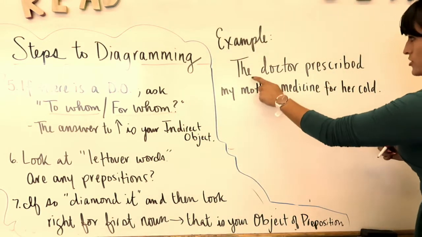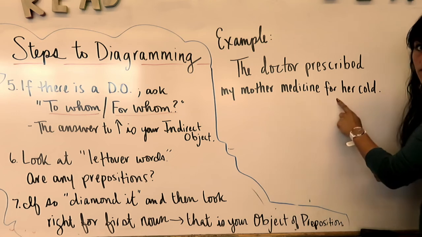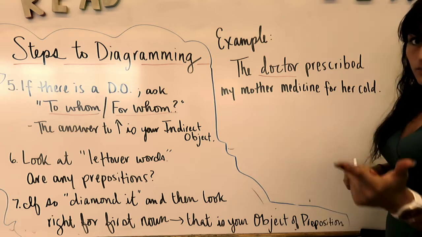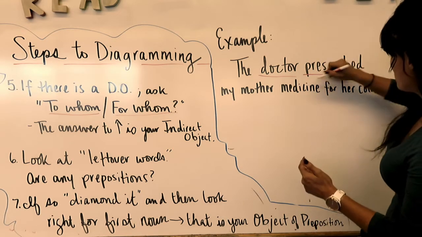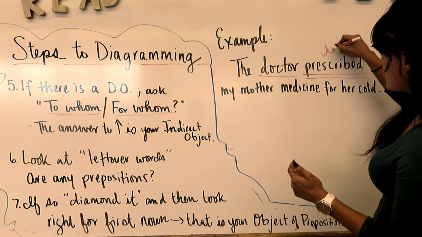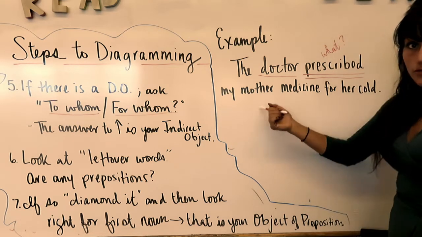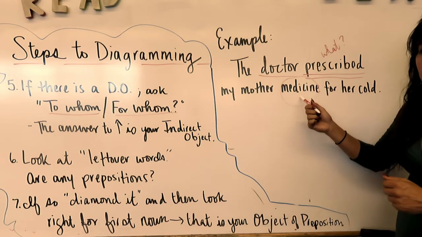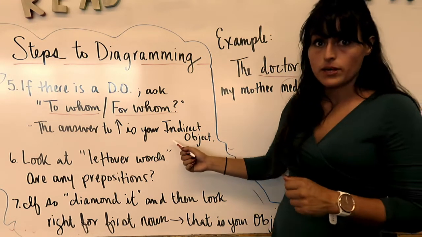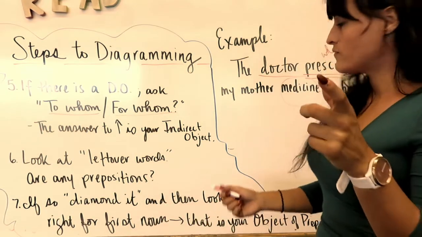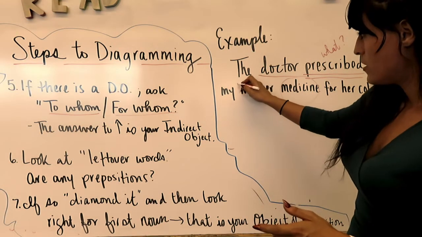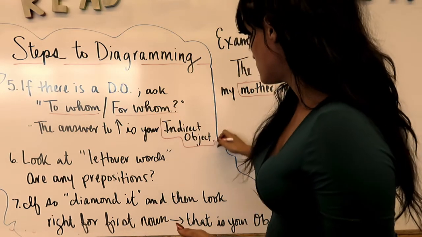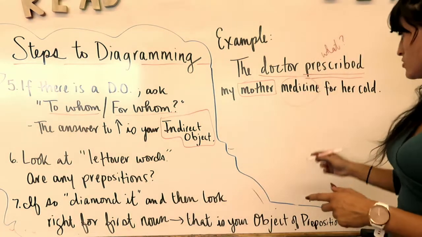The doctor prescribed my mother medicine for her cold. Subject, going back to step 1, doctor. Verb, what did the doctor do? Prescribed. Prescribed what? That's to find my DO. What did she prescribe? Prescribe my mother? No, she prescribed medicine. Now I found my DO. After this, I follow my step here. To whom, for whom is the medicine for? The medicine is for my mother. You put a box around your IOs. Box around indirect objects.